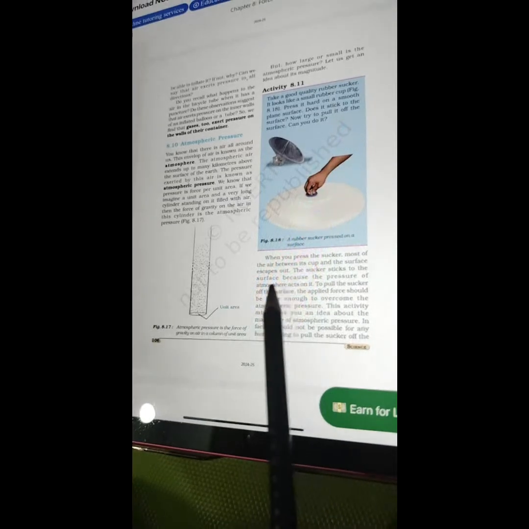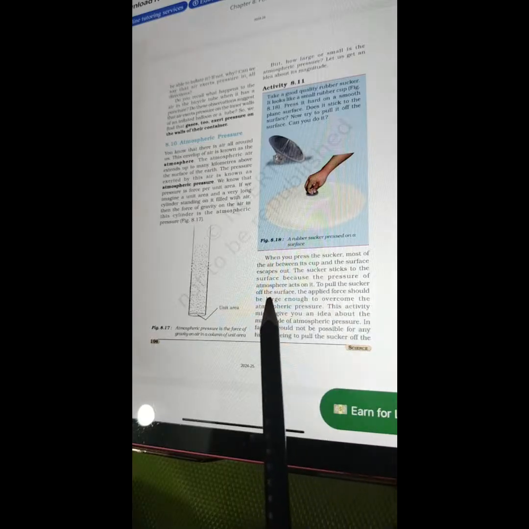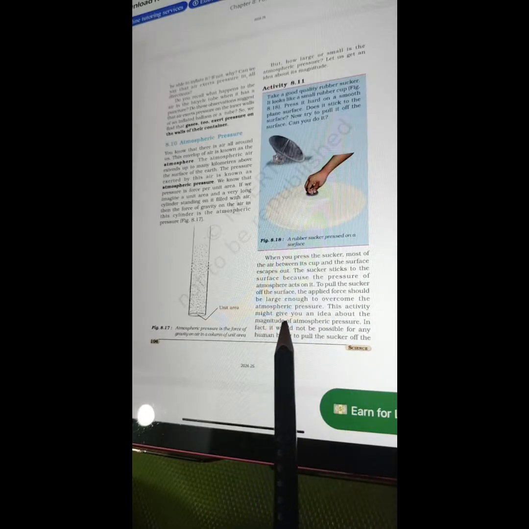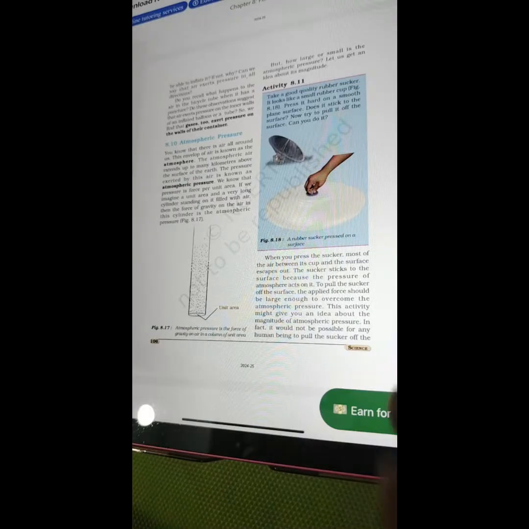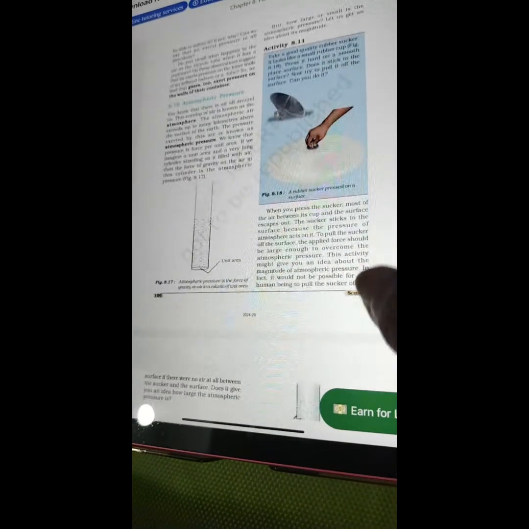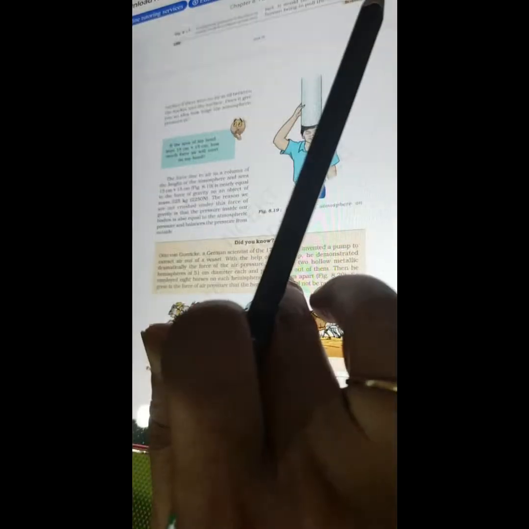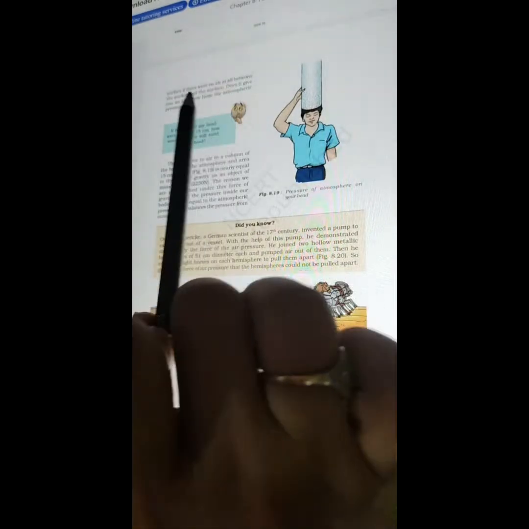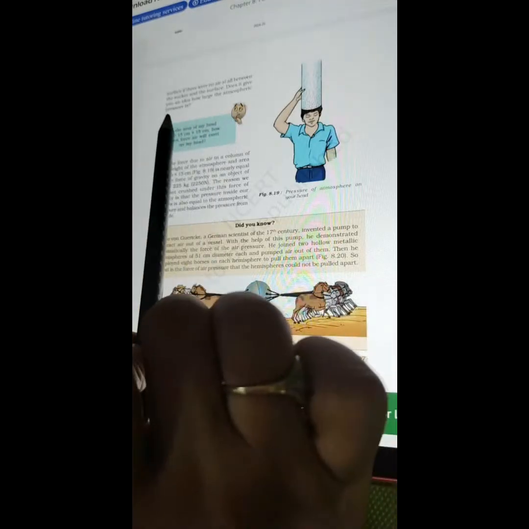The sucker sticks to the surface because the pressure of the atmosphere acts on it. To pull the sucker off the surface, the applied force should be large enough to overcome the atmospheric pressure. This activity might give you an idea about the magnitude of atmospheric pressure. In fact, it would be possible for any human being to pull the sucker off the surface if there were no air at all between the sucker and the surface. Does it give you an idea how large the atmospheric pressure is?